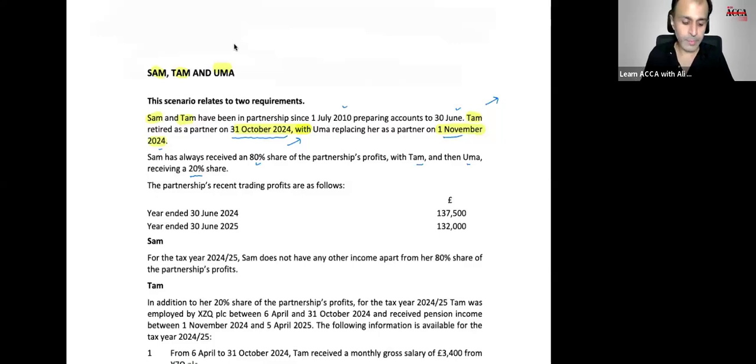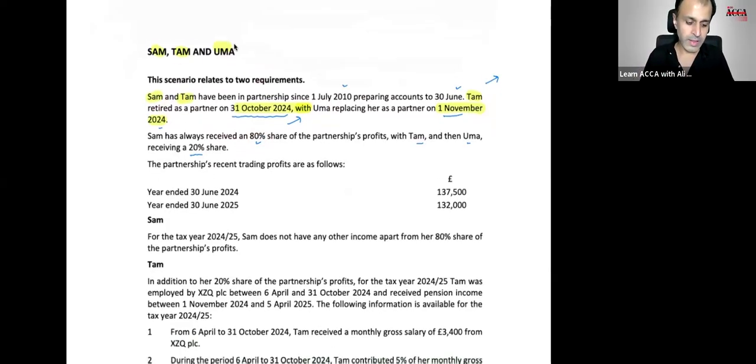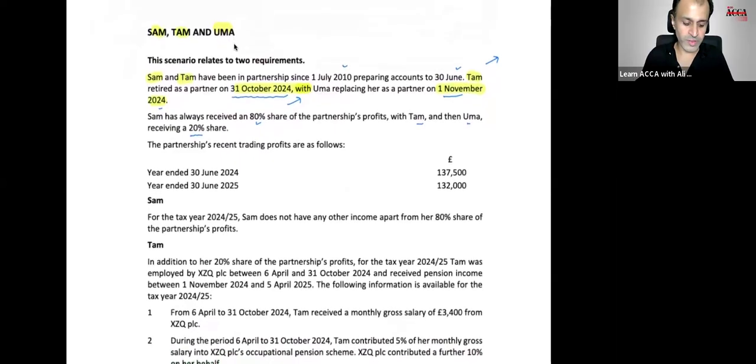Got it? So Sam takes 80%. The remaining 20, when Tam was there, Tam was taking. Now when Uma replaces Tam, Uma will take 20, because Uma is a replacement of Tam. So whatever Tam was sharing, Uma will continue to take that share. The same 80-20% ratio will remain in existence forever. And then they've provided us with the profits for two of those years. We will see how to allocate.